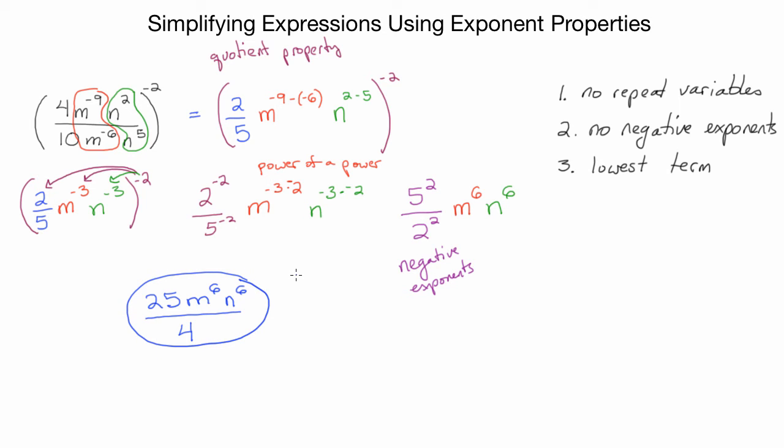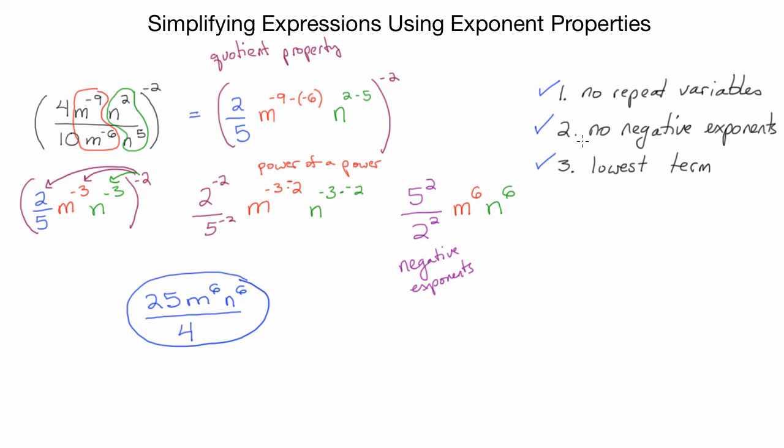There we go. We've just simplified it out pretty well. I'm feeling pretty good about that. There's no repeated variables. There's only one m and one n. There's no more negative exponents. We've got things into the lowest terms. And it's a much friendlier, much nicer expression to work with.